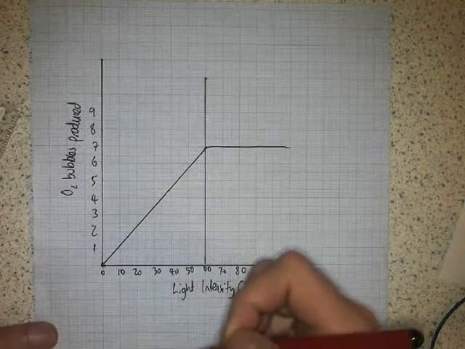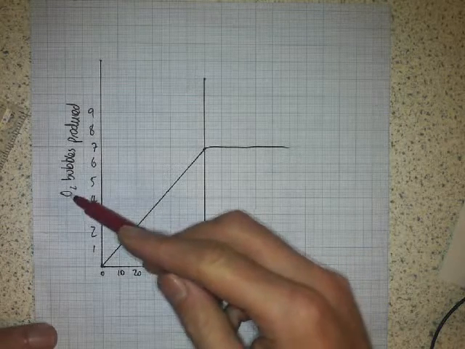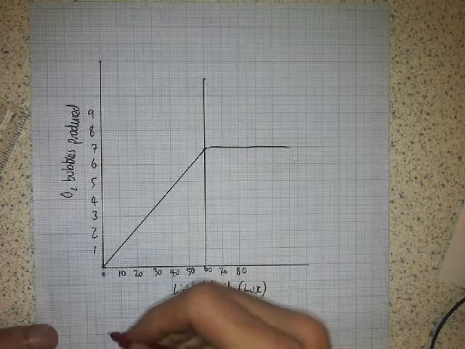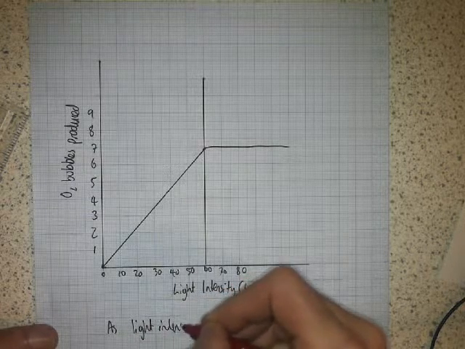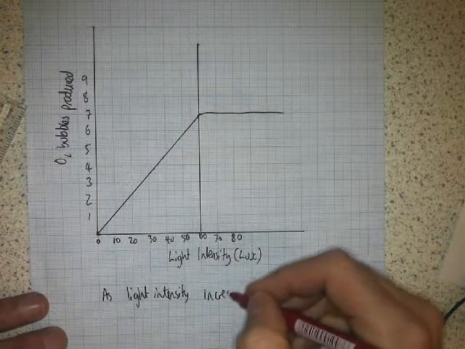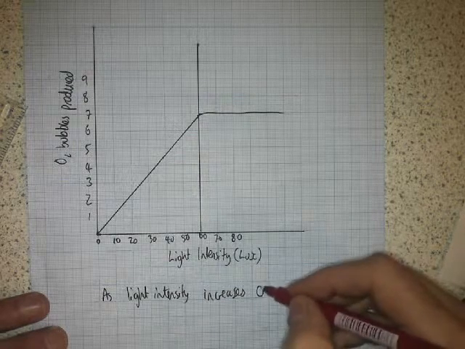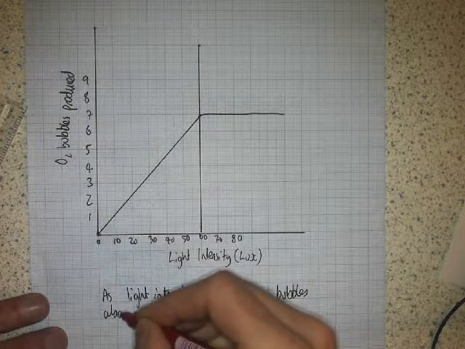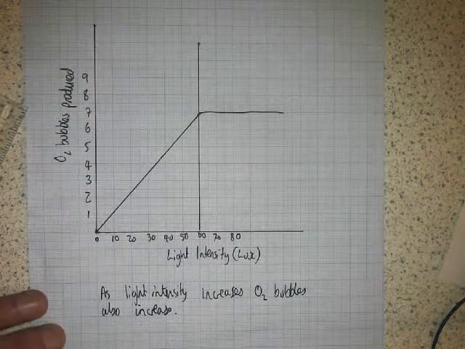And an answer to a question, describe how light intensity affects the number of oxygen bubbles produced, i.e. photosynthesis, I'll answer it like this. So as light intensity increases, oxygen bubbles also increase. Now, if I left it like that, that would be inaccurate, wouldn't it?